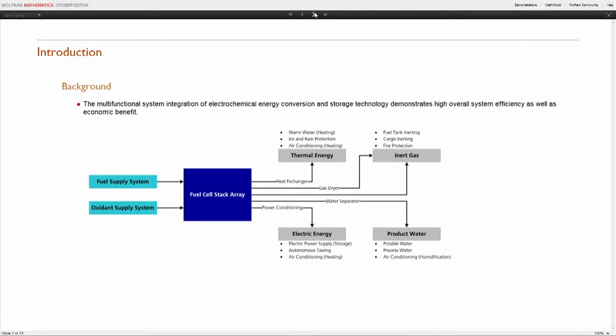So the background is that we are working on a certain kind of fuel cell system which is called multifunctional system integration. That means we use a fuel cell system not only for providing electric energy for different purposes, we also use it for providing thermal energy, as well as inert gas and product water, which are made from the process side products of the electrochemical reaction.